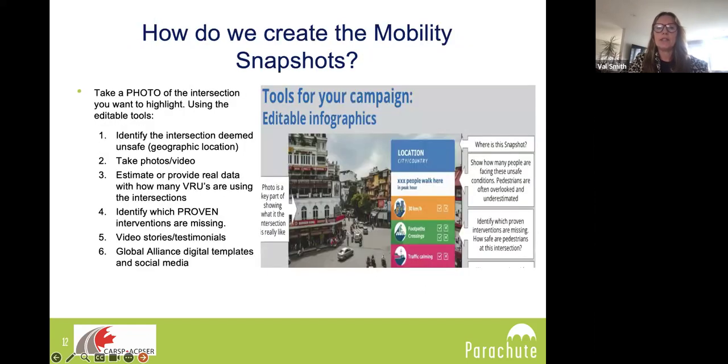Next slide, please. So how do we create and leverage the snapshots? So we know from our discussions with different groups, some people are going to be organizing small community events around the Mobility Snapshot Initiative. Others may invite media and influencers to the intersection during the snapshot process, and some will be keeping it very simple, collecting data and photos to tell their own stories.